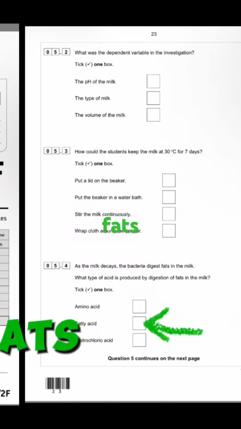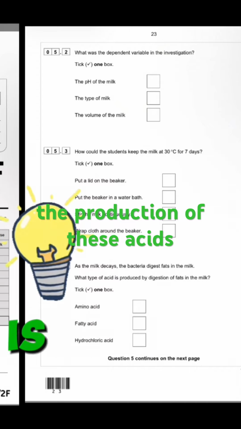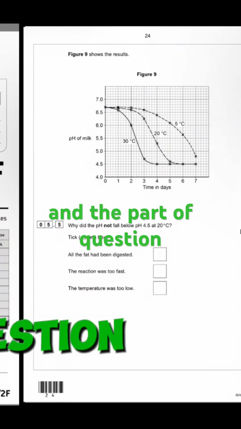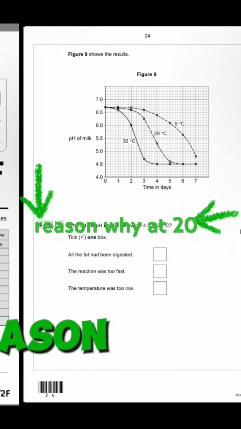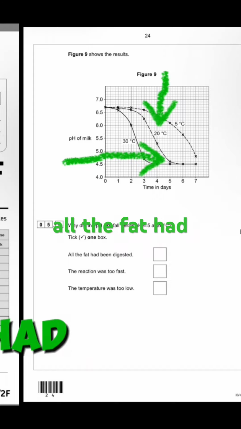Exam tip: fats, lipids, are broken down into fatty acids and glycerol. The production of these acids is why the pH drops as milk spoils. Figure 9 shows a line graph, and part 5.5 asks you for the scientific reason why at 20 degrees the pH does not fall under 4.5. Answer: all the fat had been digested.